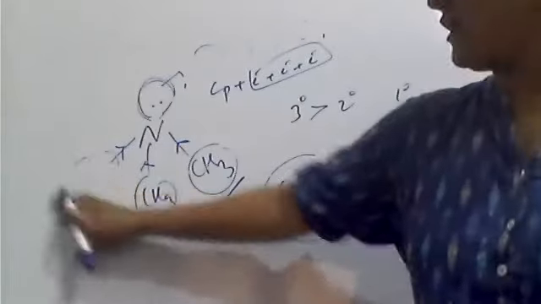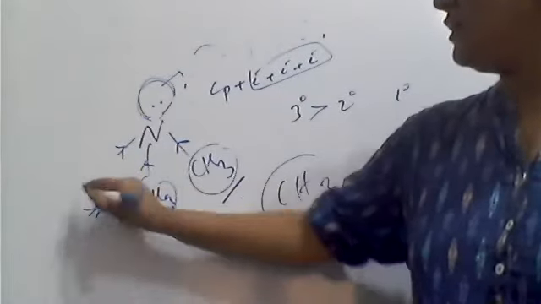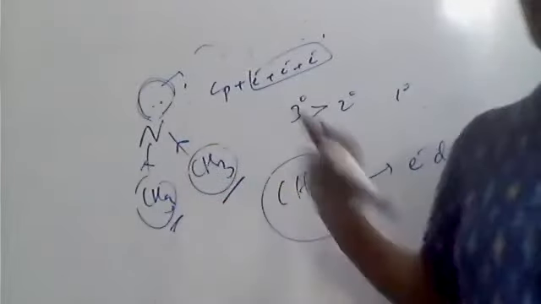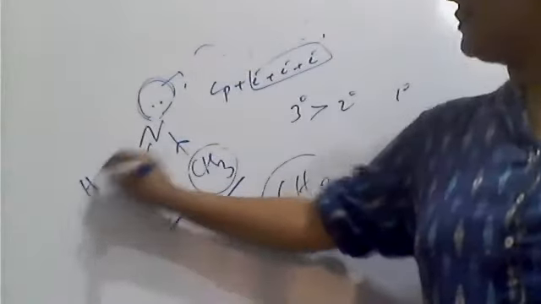Or if it is a secondary amine, what is here? Only two carbon groups are attached to the nitrogen. One is hydrogen.